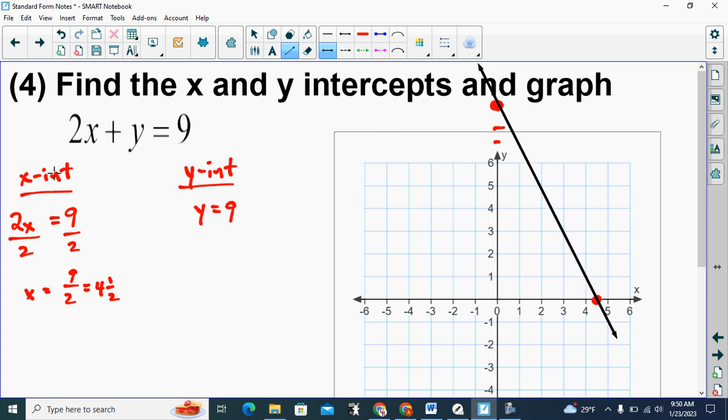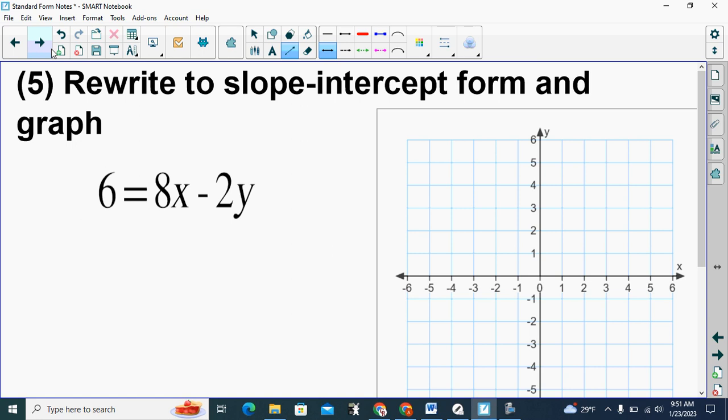So notice sometimes our x and or our y-intercept do wind up being fractions, which sometimes isn't the best. 4.5 we can graph. If I get 13/6, we're not going to be able to really graph 2 1/6 very precisely. So finding the x and the y-intercepts is great, especially if they come out as integers. But sometimes if it's a fraction, it's not going to turn out to be the best method. So there is one other thing we're going to do with standard form.